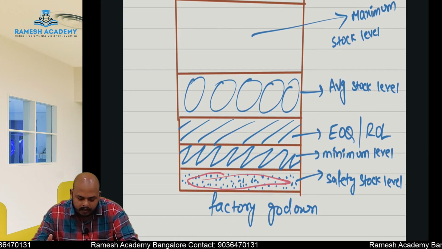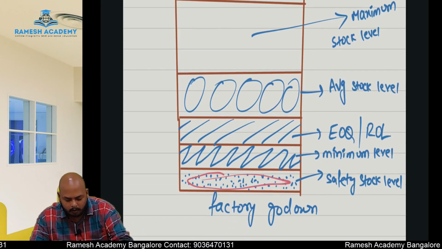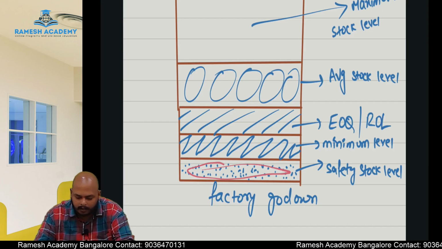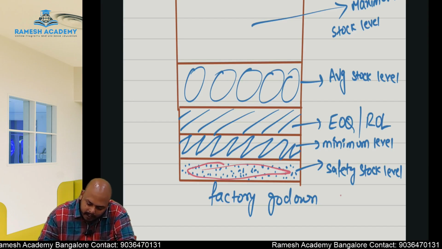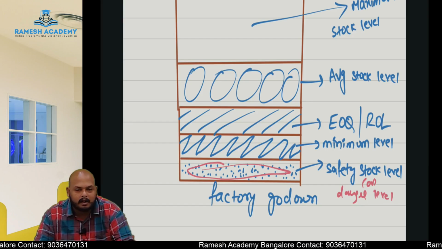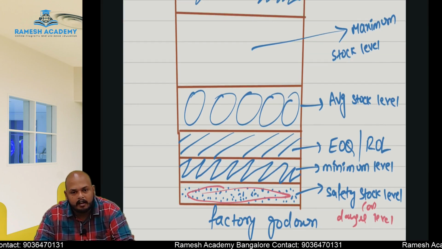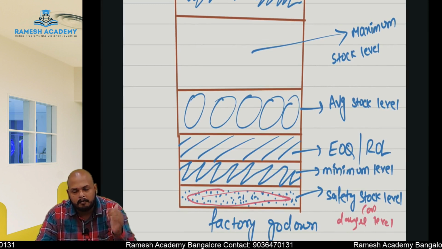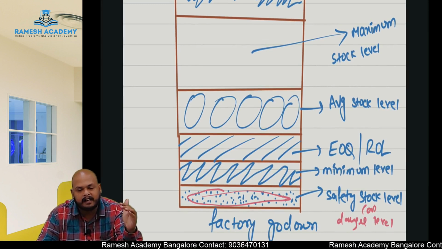Okay, see here, this is the safety stock level. If you assume this is a factory godown, this is the safety stock level, or in another language we can say danger level. So once the stock in an organization is reaching this level, you can say this is the last level of the stock, meaning almost all the stock is at the end level.